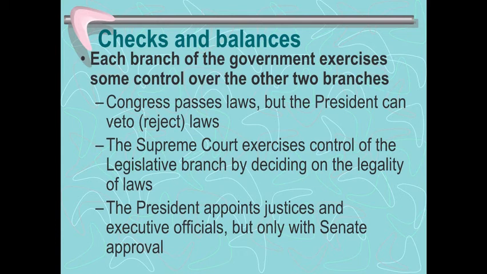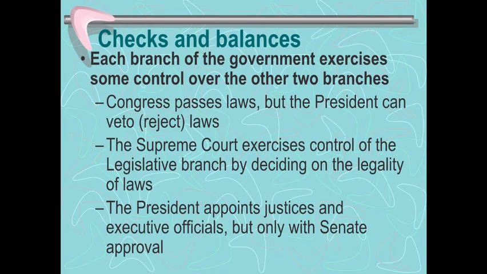The second one is the Supreme Court. The Supreme Court can exercise control of the legislative branch by deciding the legality of laws. So if there's a law that is passed through and somebody has an issue and creates a court case against that law, and that court case goes all the way to the Supreme Court, they have the determining factor to evaluate that law and see if it is indeed, in fact, legal.